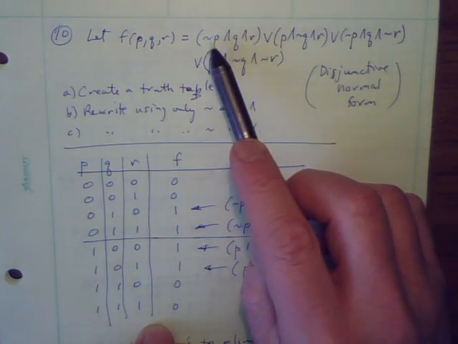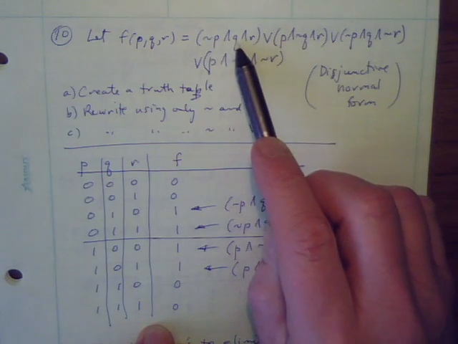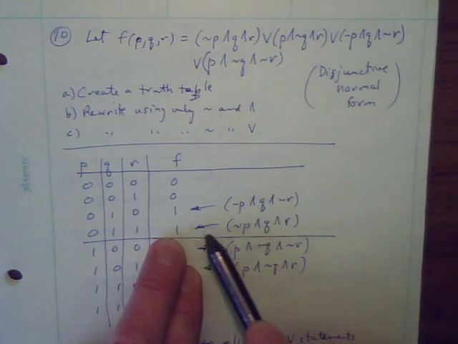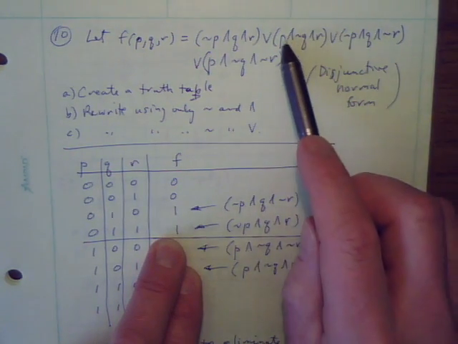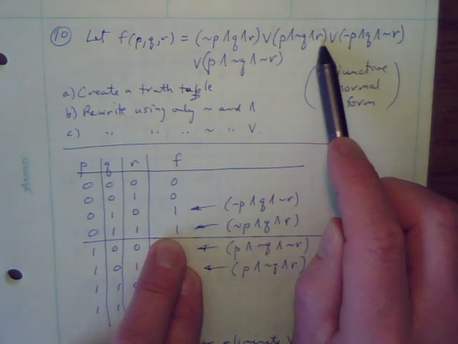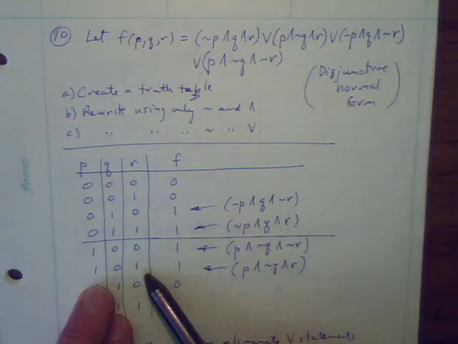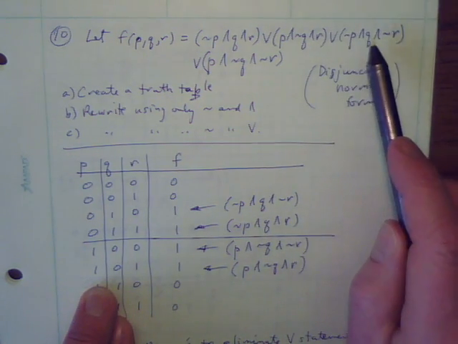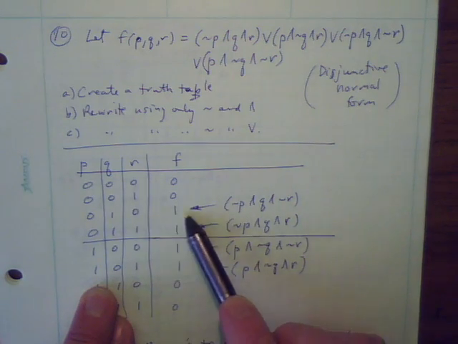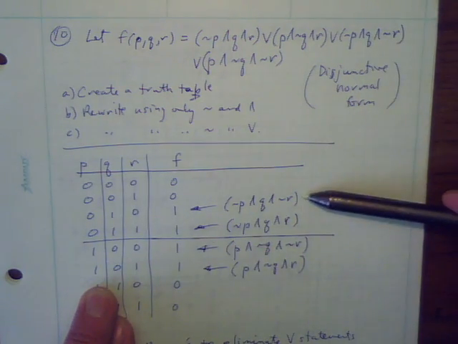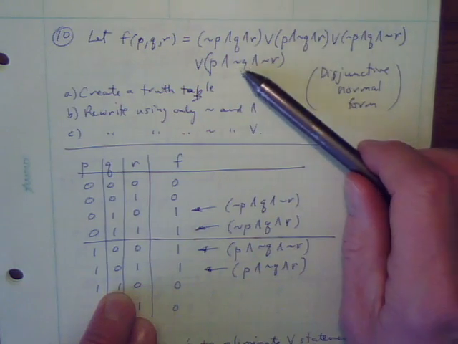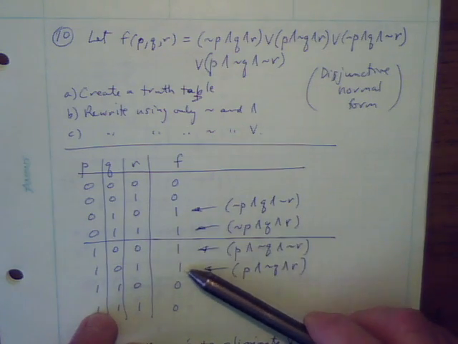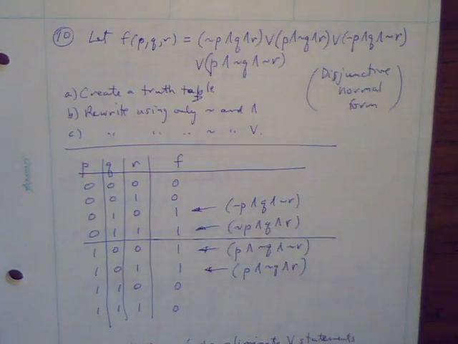In the first one, P is a 0, not P. Q and R are both 1. So 0, 1, 1 gets a 1: not P and Q and R. The next one is a 1, 0, 1: P and not Q and R. The next one is a 0, 1, 0, this row up here: not P and Q and not R. And finally, we have a 1, 0, 0, which is here. And so those 4 rows get 1s, and the rest of the rows get 0s.